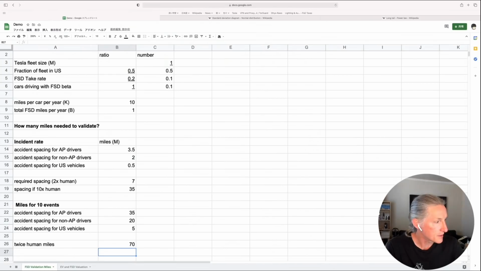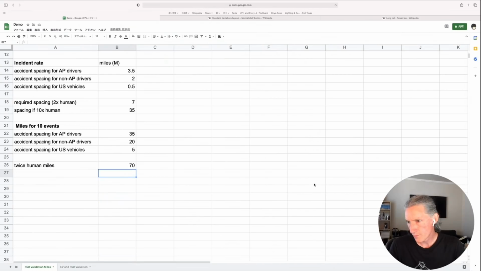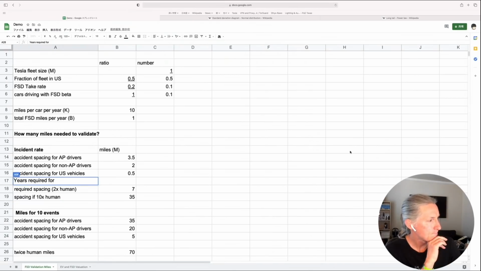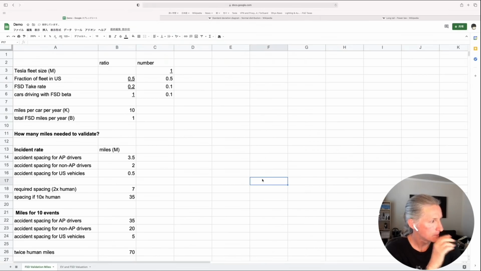Quick question: you said required spacing 2x human, you did 7 million miles. You just doubled the accident spacing for AP drivers. Why did you choose the AP drivers versus the non-AP drivers versus just US vehicles? I just pulled these data off of the website so that we have them handy, because maybe we want to look at the other scenarios also. I just put them on there. You can consider them just for reference right now.